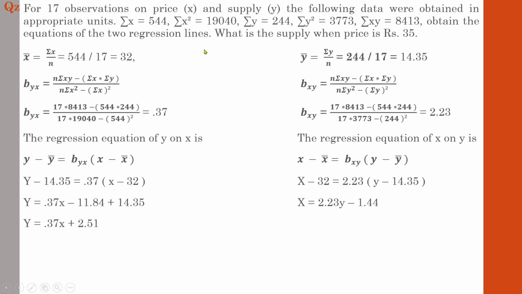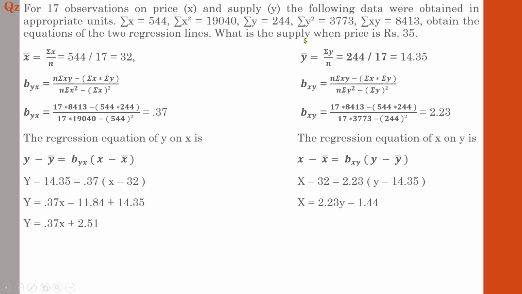In the question you are asked to obtain the equations of the two regression lines. See, you have developed two equations. Once you have developed two equations, sometimes in the question they may ask you to find the value of one thing on the basis of another. Here it is given: what is the supply when the price is 35? So which one is unknown? Supply is unknown, price is given.